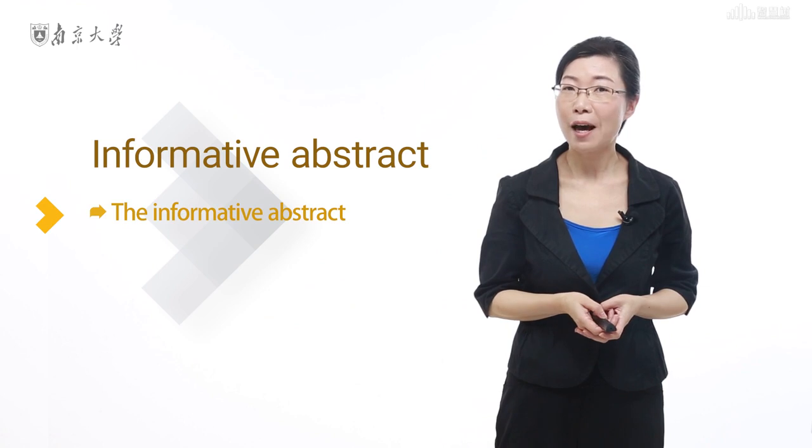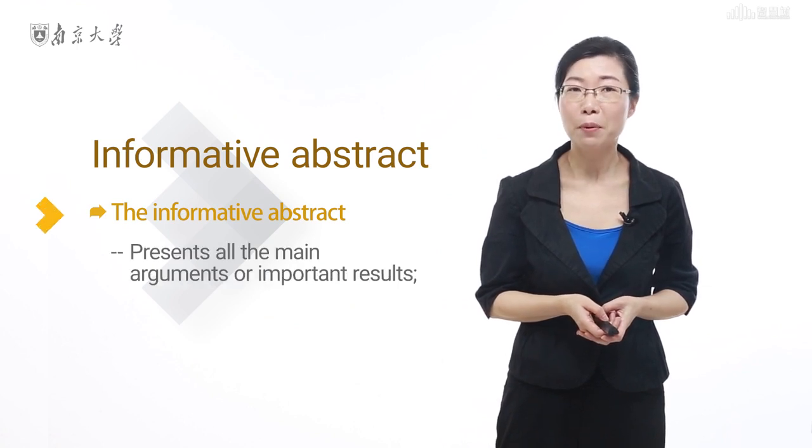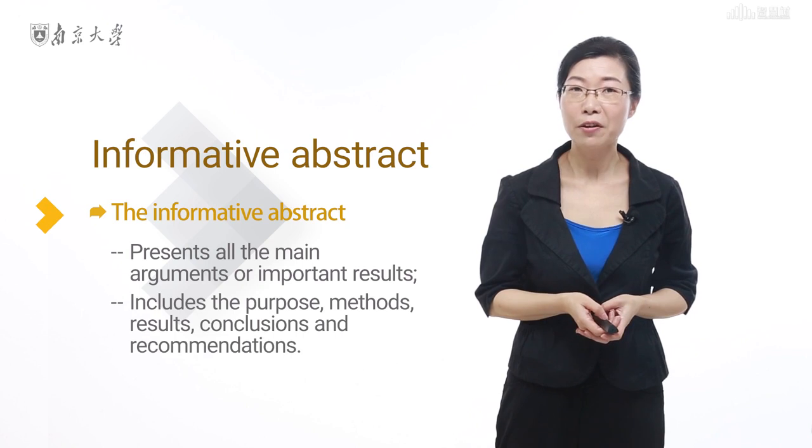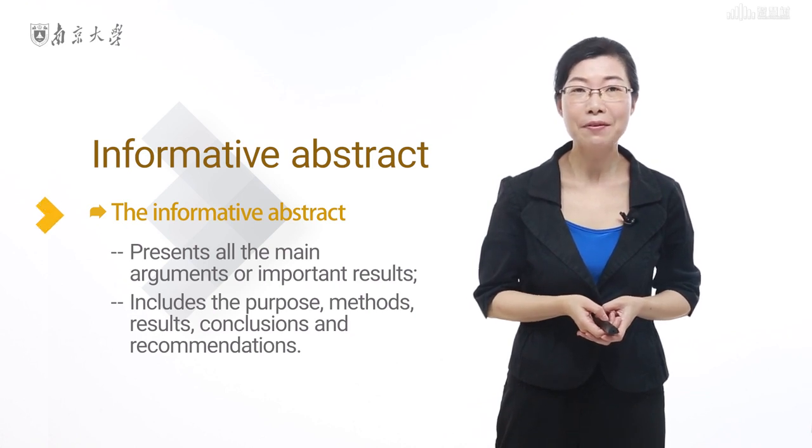Unlike the descriptive abstract, the informative one aims to inform readers of all the main arguments or the important results in the research paper. In other words, the informative abstract presents not only the purpose and methods of the research, but also the results, conclusions, and even recommendations. Its length may vary from a short paragraph to a whole page.